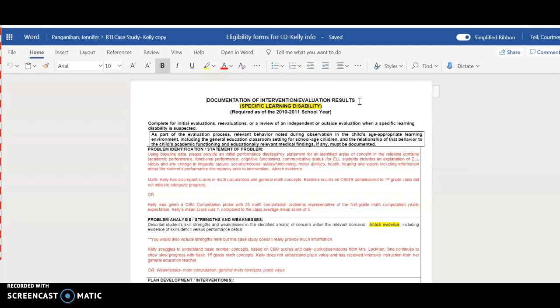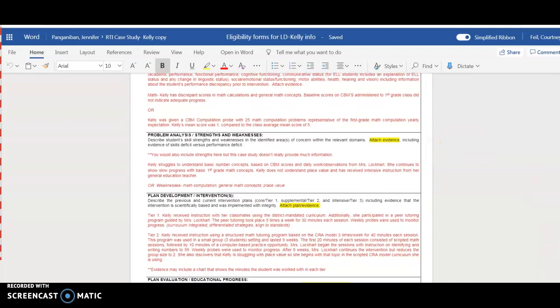You could also say that she was given a CBM computation probe with 25 math computation problems representative of the first grade math computation yearly expectation. Her mean score was 1 compared to the class average mean score of 5. Those are 2 different ways that you could state the problem in terms of Kelly's discrepancy in math.